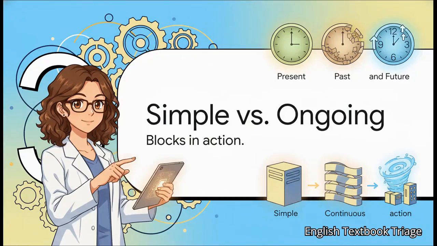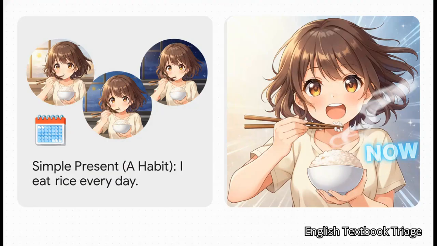Okay, enough theory, right? Let's see how these things actually work in the real world. We'll start by just looking at our first 2 building blocks, simple and continuous, and see how they play out across time. So, let's start in the present. If I say, I eat rice every day, that's a simple fact about my life. It's a habit. But if I say, I am eating rice now, you know it's happening at this exact moment. See the difference? One is a general truth, the other is an action in progress.